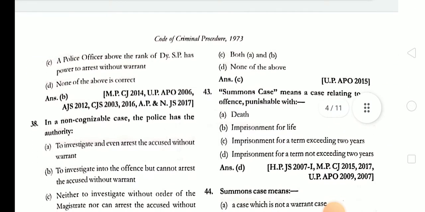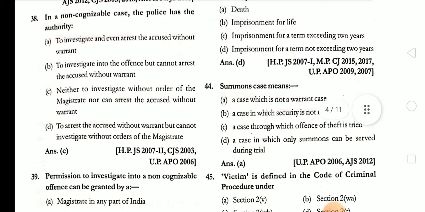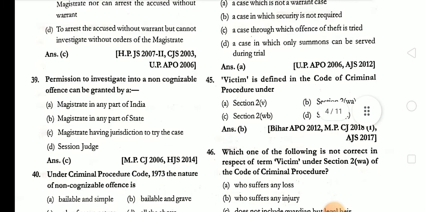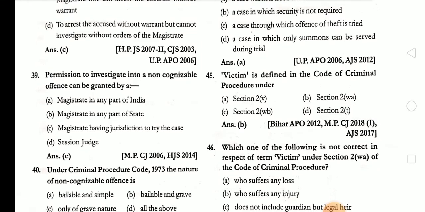Next question. In a non-cognizable case, the police has the authority. Answer is C. Neither to investigate without the order of the magistrate, nor can arrest the accused without warrant. Next question. Permission to investigate into a non-cognizable offence can be granted by, answer, the magistrate having jurisdiction to try the case. This is important, that permission can be given only by the magistrate who has jurisdiction to try the case, not by any other magistrate.